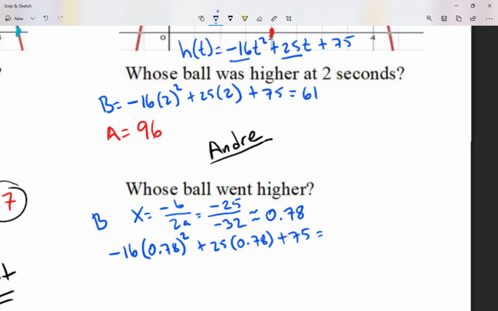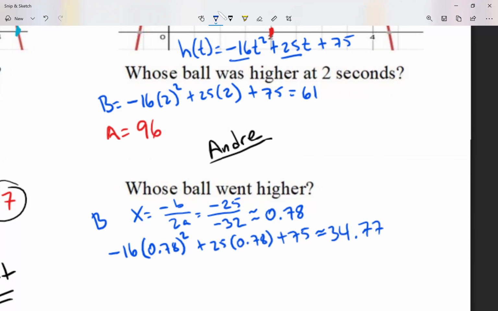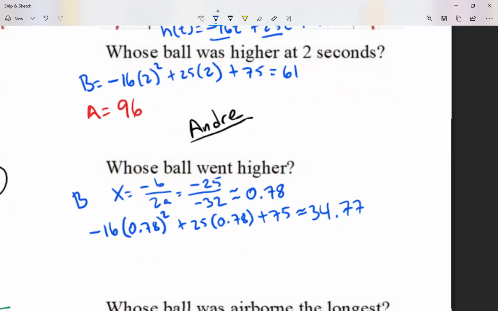Okay, I type it on my calculator and it says 34.7656. So I'm just going to call this 34.77. I'm going to round it to two decimal places. So 34.77. Again, this gives me the vertex, 0.78 and 34.77.